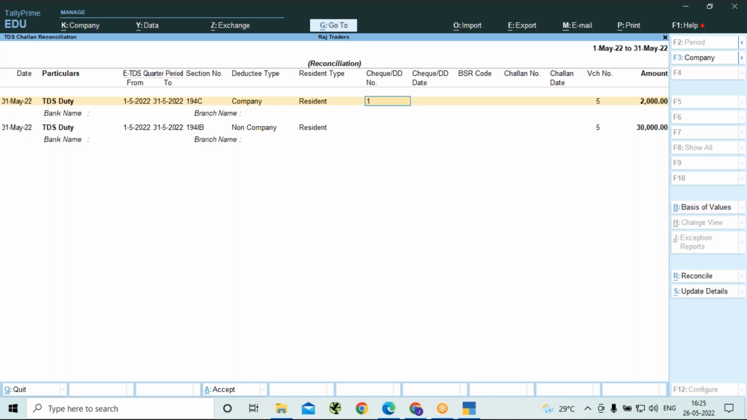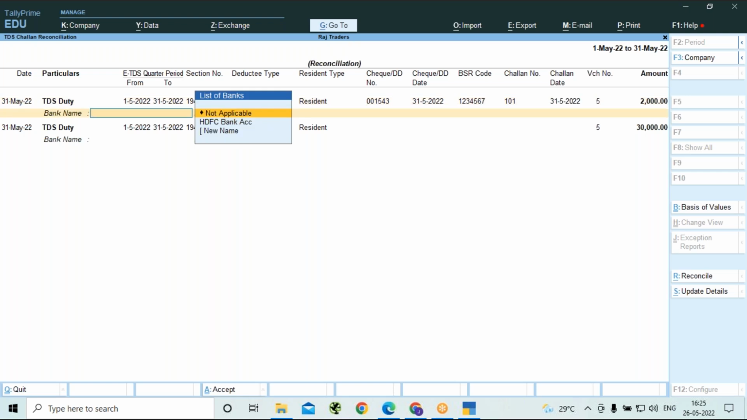So let me give the cheque number. It was 0001543 was the cheque number, from my chequebook list range I have given. Then cheque or DD date, let me give it as 31st May. Then BSR code, I'll give 7 digits, minimum 7 digits it will be there. Then challan number, let me give it 101. It's just an assumption I'm giving. Then challan date, again this will be 31st May.